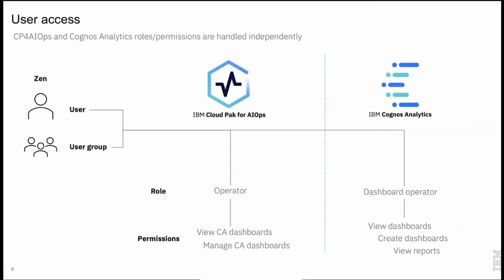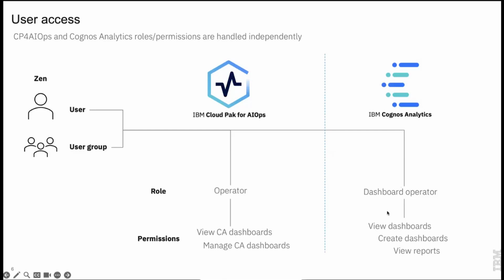A quick note on user access. Once you've got it deployed, between Cloud Pak for AIOps and Cognos Analytics, the user management is kind of handled independently. Whilst you've still got your users and user groups in Zen, the roles that you have are separate in each. In Cloud Pak for AIOps, you may have an operator to which you can assign these view CA dashboards and manage CA dashboards permissions.